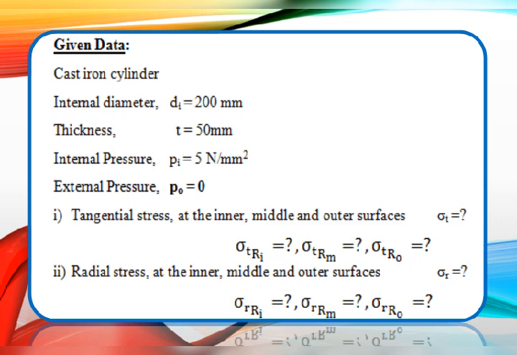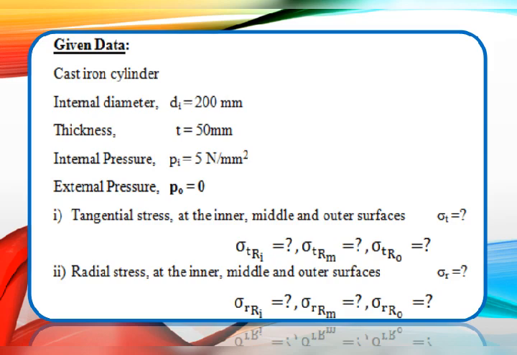So here the other pressure has not been given, so we need to consider it as a fluid. So internal pressure Pi is equal to 5 Newton per mm square, and external pressure is not given, so we'll consider the external pressure as equal to 0.